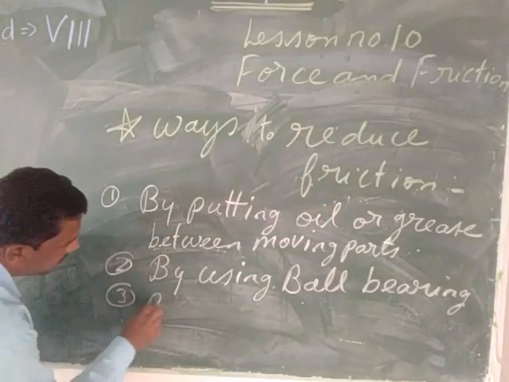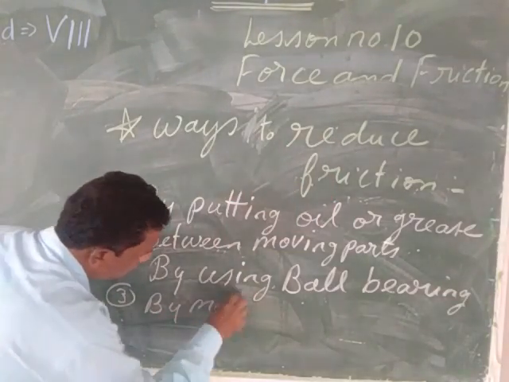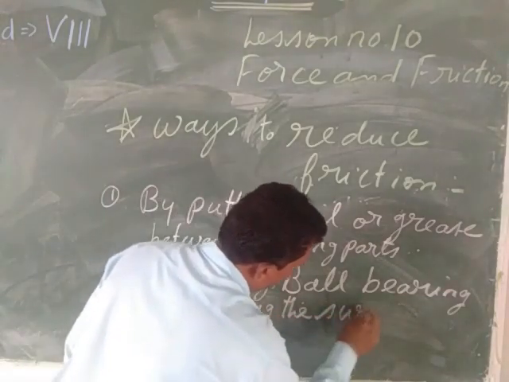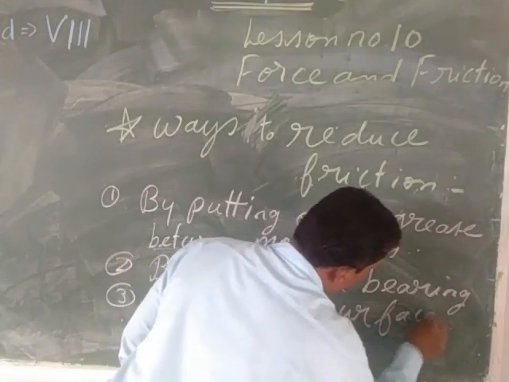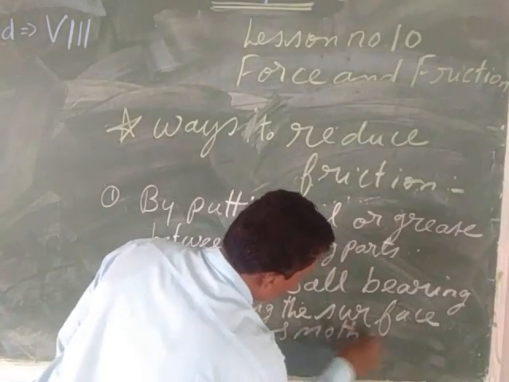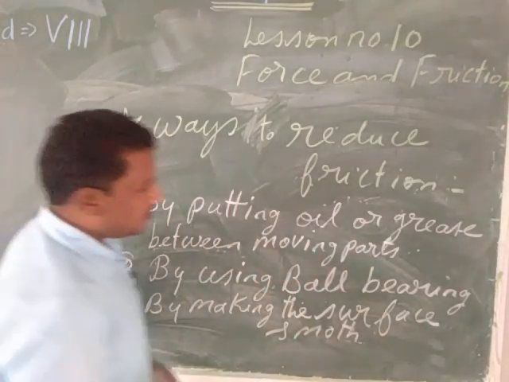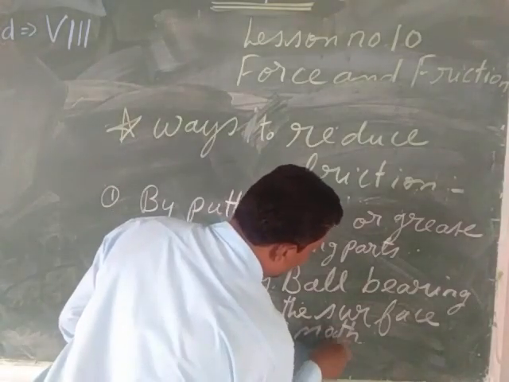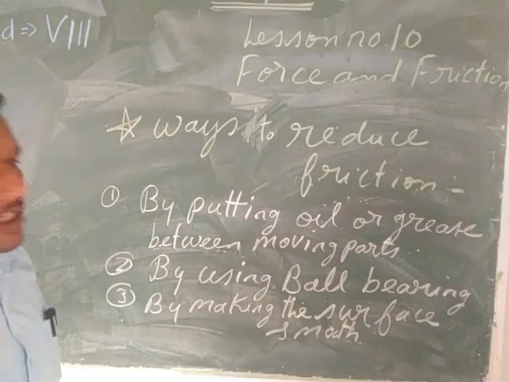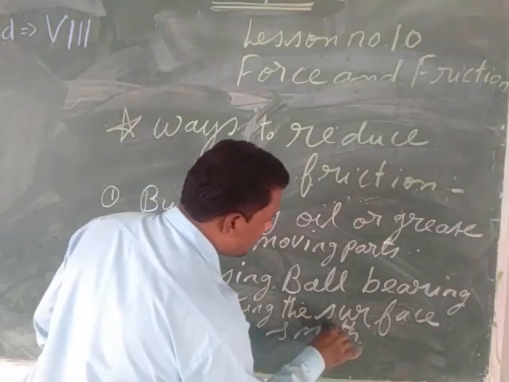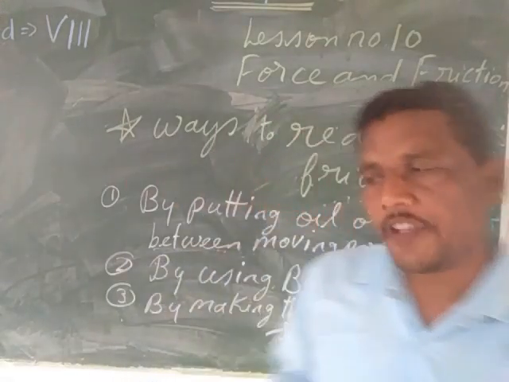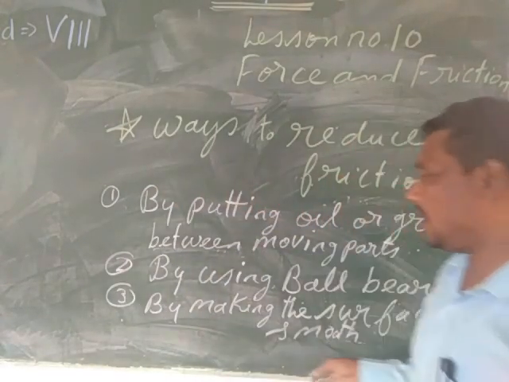Now the third one, by making the surface smooth. See my child, the rougher the surface, the more the friction; the smoother the surface, the less the friction.